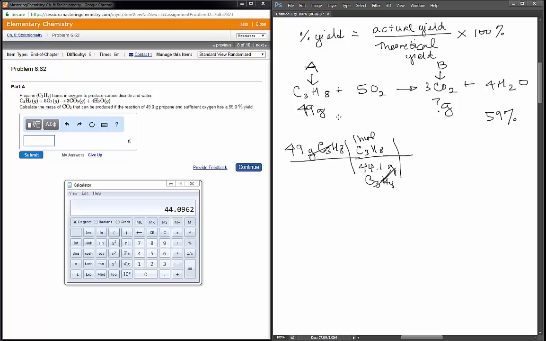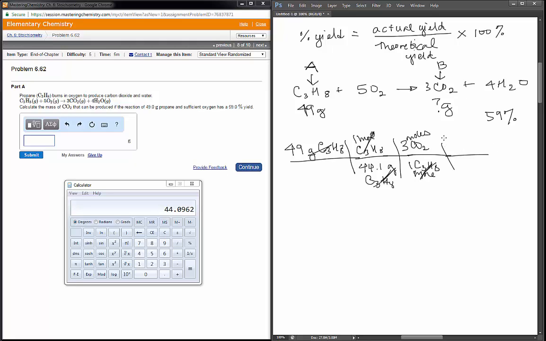And then next, the roadmap says once you have moles of A, your next step is to find moles of B by using the coefficients of the balanced equation. And those are 1 for the C3H8 and 3 for the CO2. So I'm going to put 3 CO2 in the numerator and 1 C3H8 in the denominator. I should say that's 3 moles of CO2 and 1 mole of C3H8. So moles of C3H8 cancel.